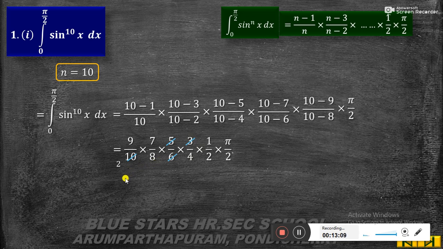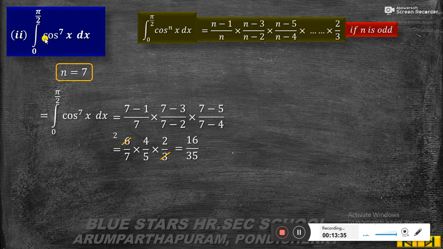So the next step, we multiply the 9 into 7 into pi. So 9 7s are 63 pi by 2 into, that means 2 into 8 into 2, 4 into 2 into 2, so 512. So 63 pi by 512. This is the answer for the first problem, first subdivision.